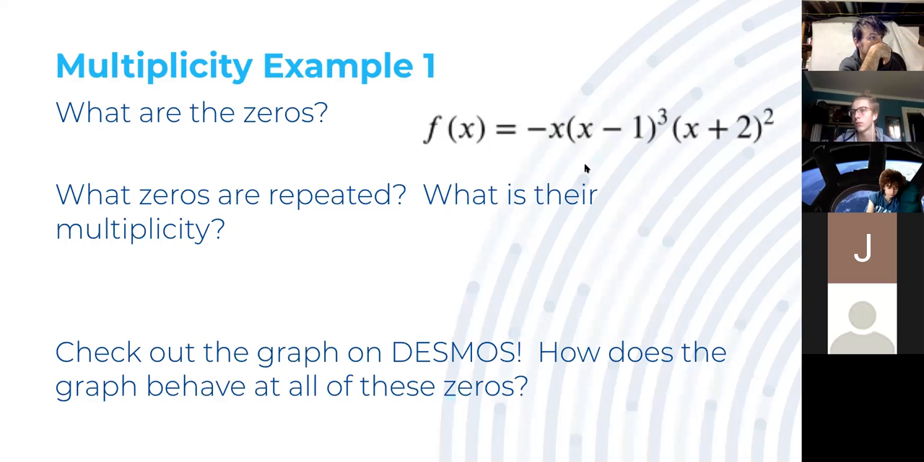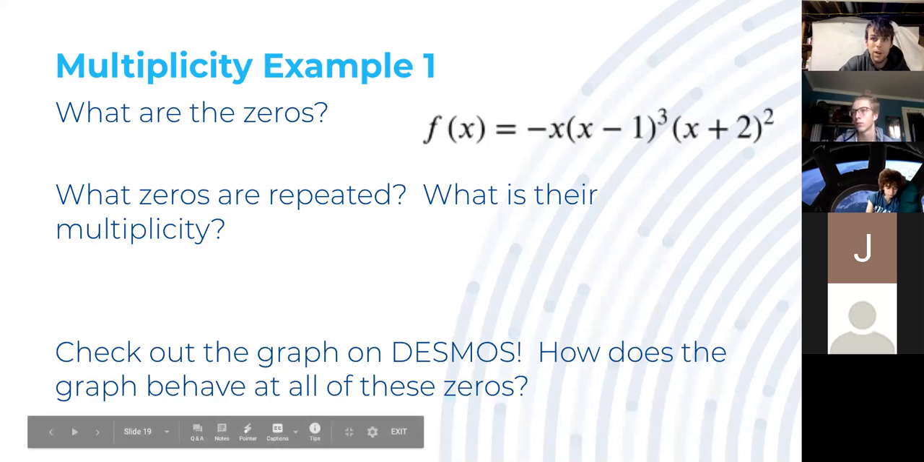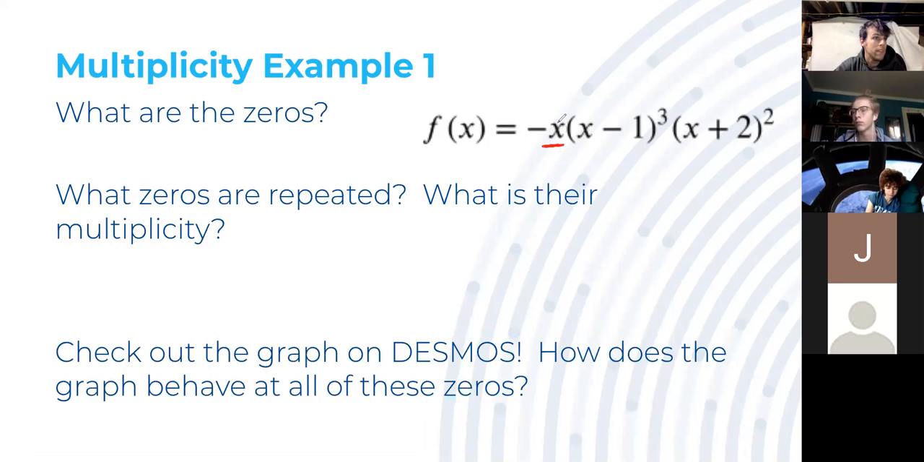Let's look at this. What are the zeros? Well, the zeros are all associated with our factors, right? So this one would just say 0 is one of our zeros. This one here, which repeats, has a multiplicity of 3.